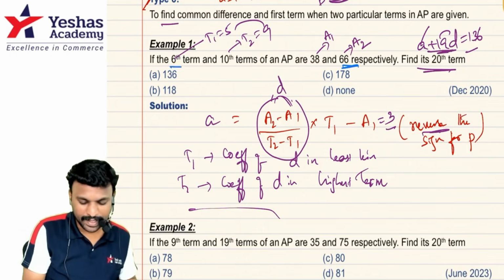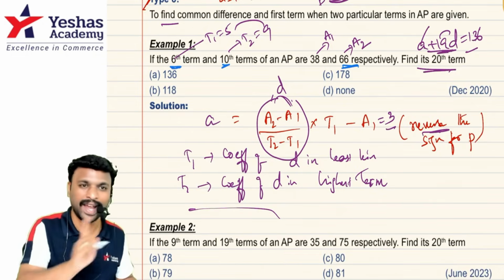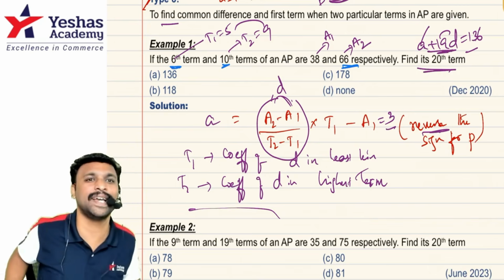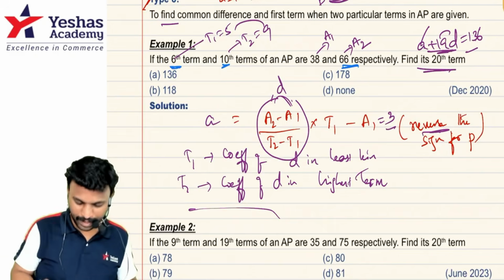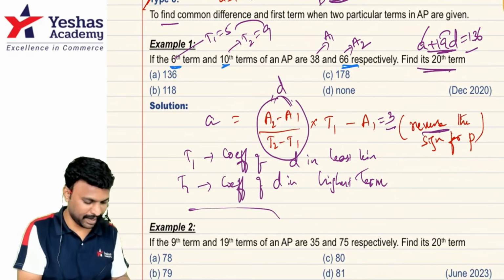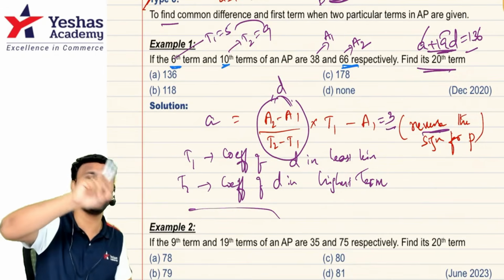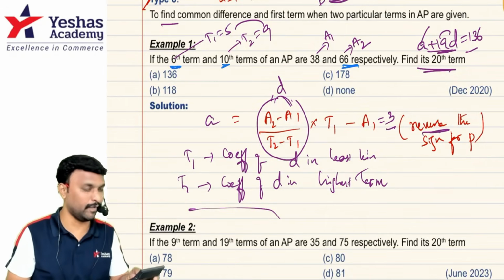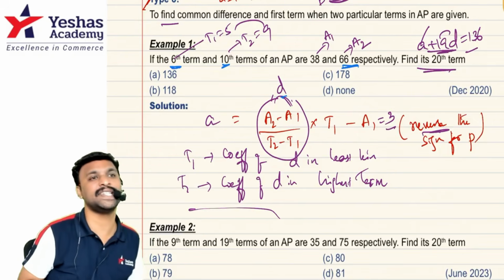What is T1? It is not 6, it is 1 less than 6. What is T2? It is not 10. It is 1 less than 10 because it is the coefficient of D in that particular term. Now take your calculator. A2 minus A1: 66 minus 38. Done. Divided by T2 minus T1. What minus what? 9 minus 5 is how much? 4. Now, whatever I have done just now is the common difference D.